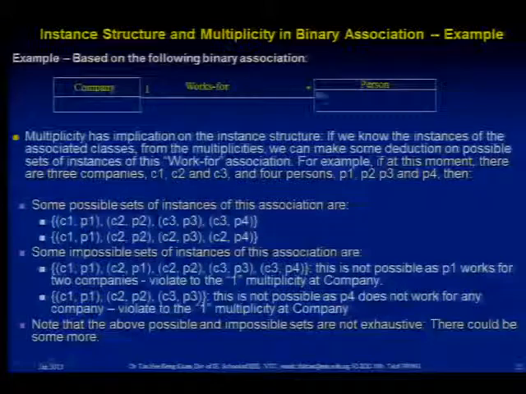So each person works for exactly one company in this set. And how about this one? 0 to many. Okay, 0 to many can be easily satisfied.